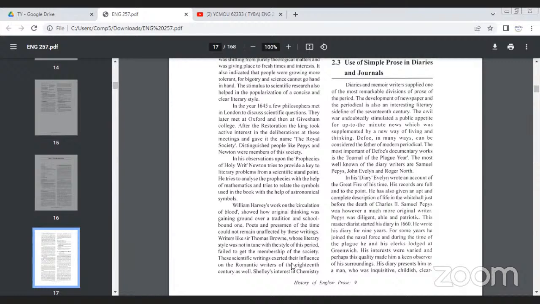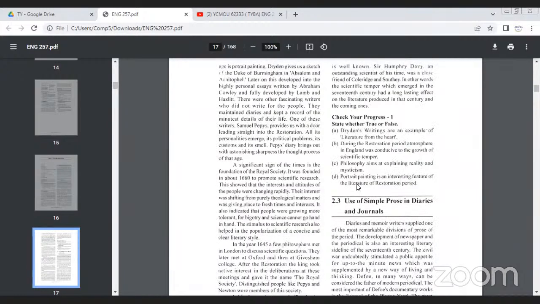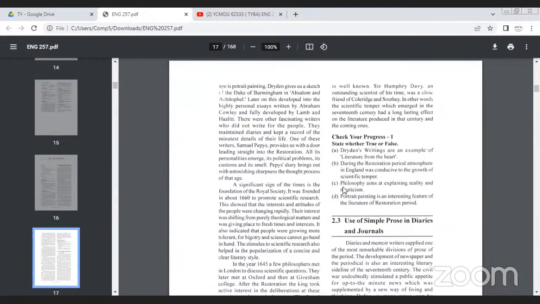Shelley, interested in chemistry, is well known. Sir Humphry Davy, an outstanding scientist of his time, was a close friend of Coleridge and Southey. In other words, the scientific temper which emerged in the 17th century had a long-lasting effect on the literature produced in that century and the coming ones.